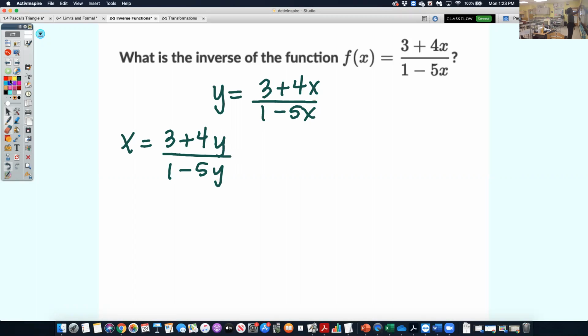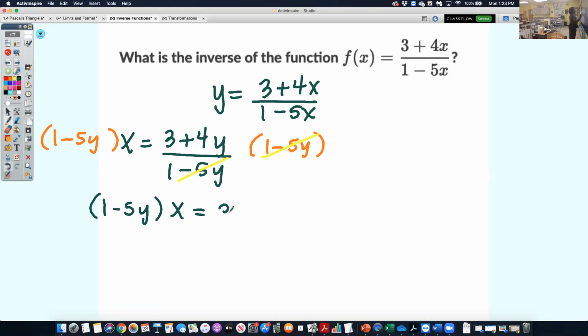And so in order to solve for y, basically get y by itself, you need to figure out, one, how to condense those y's down to where it's just one y value, but also how to get y out of the denominator. So just like before, we want to multiply both sides by the denominator to cancel it out here, okay? By doing that, we'll have 1 minus 5y times x is equal to 3 plus 4y. So far, one of our tasks is done by getting rid of the denominator.